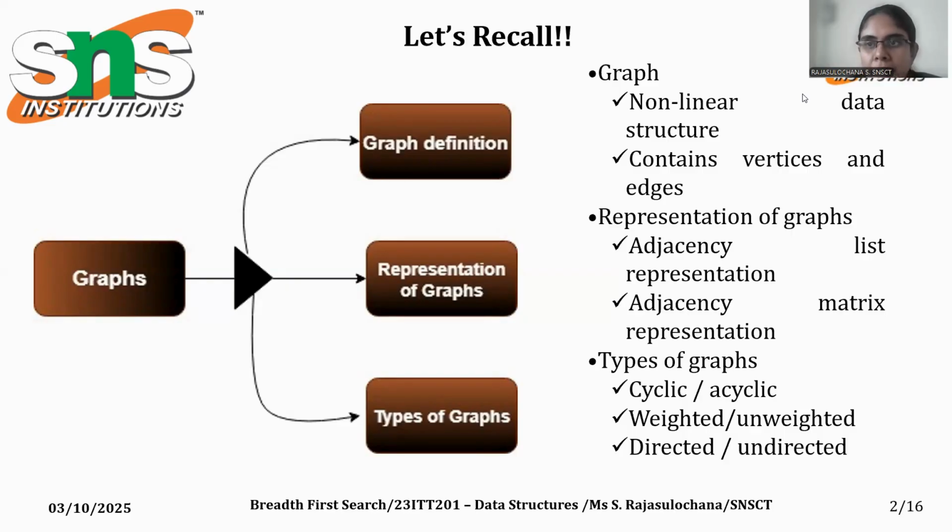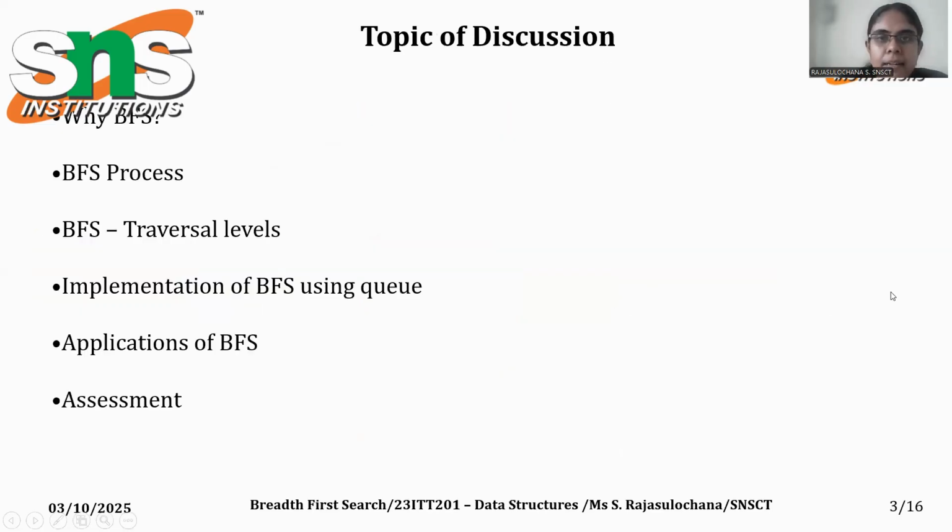Third is the types of graphs that we have discussed. A graph can be classified as cyclic or acyclic, directed or undirected, and weighted or unweighted. So these are the things we have discussed in our earlier lecture. Today, let us discuss why breadth-first search is required, how breadth-first search is performed, and what its applications are.